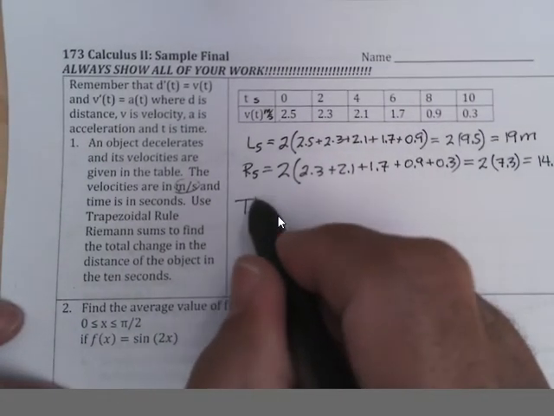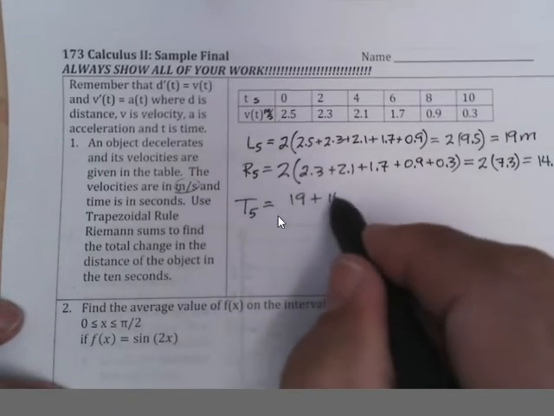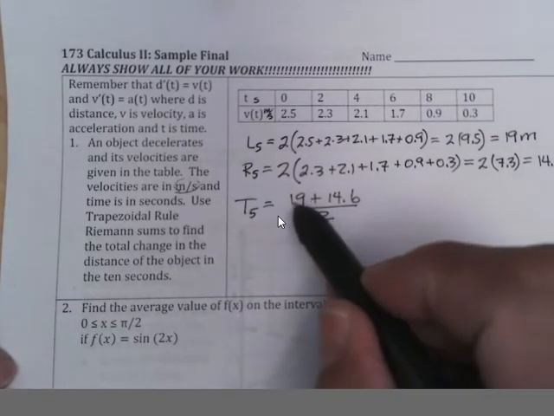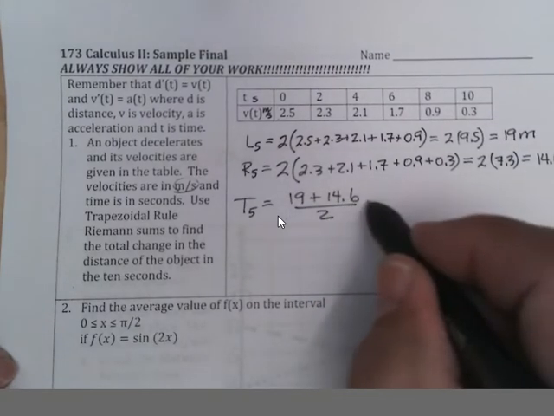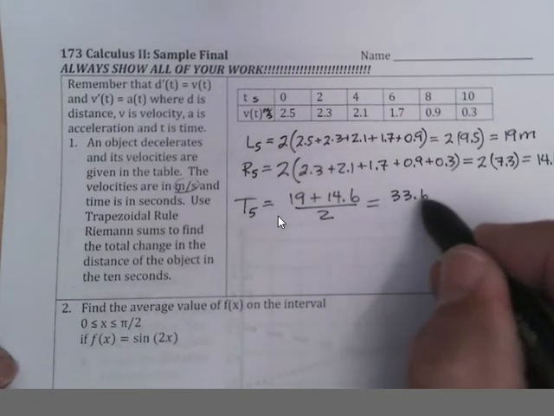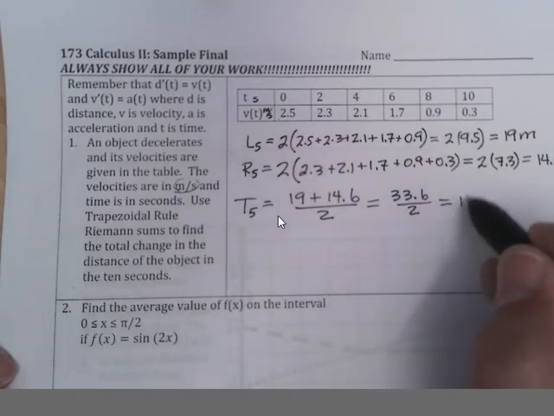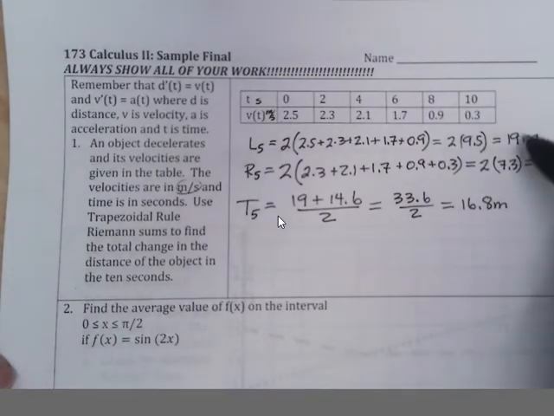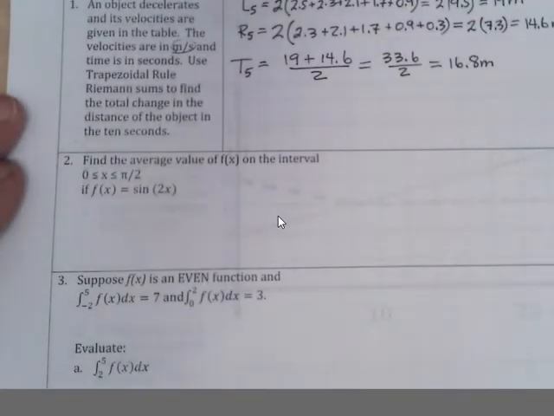But the trapezoidal 5 for this would then be 19 plus 14.6 divided by 2. So that would be 33.6 divided by 2, which is 16.8. Should be between them, and it is. So hopefully I did the math correctly there. I'm sure I'll hear about it if I didn't.